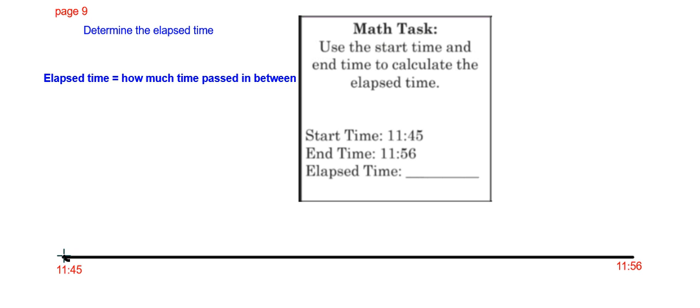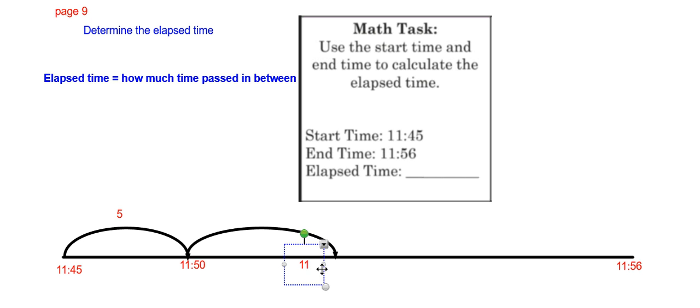So 11:45, and I'm going to add 5 minutes. That will be 11:50. Good job. And that was 5 minutes. Now, I can go ahead and add 5 more minutes because I am not at my final time. 11:50 plus 5 minutes, how much would that be? 11:55. Good job.